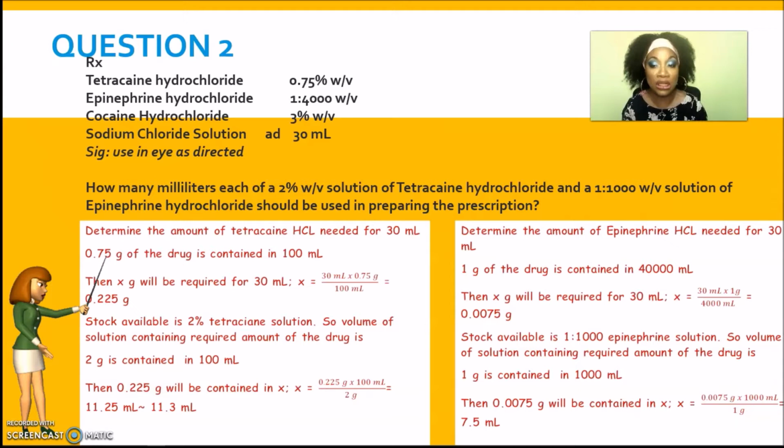We were not told about any stock for cocaine, right? It may be the powder, but whatever the case may be, we're going to take these two volumes, the amount of cocaine that we're going to need to make 3%, and then we're going to add up all of that to a final volume of 30 mils with sodium chloride solution.